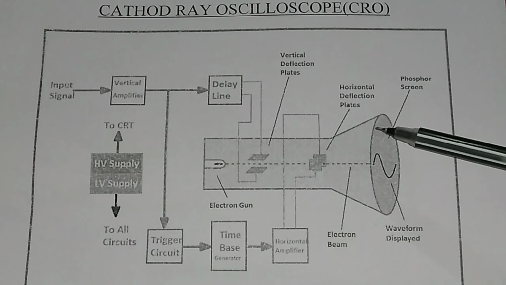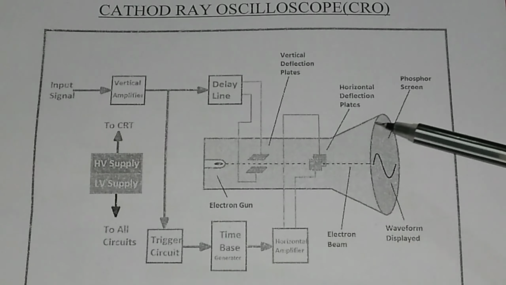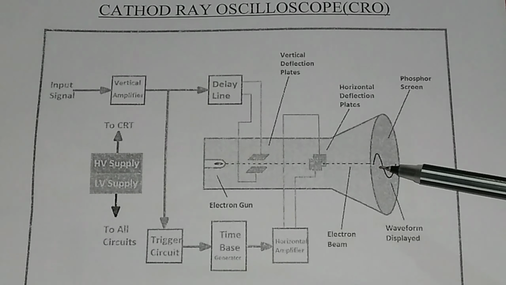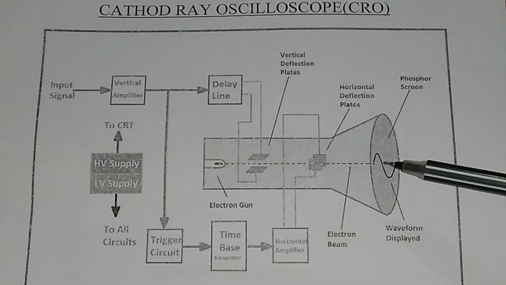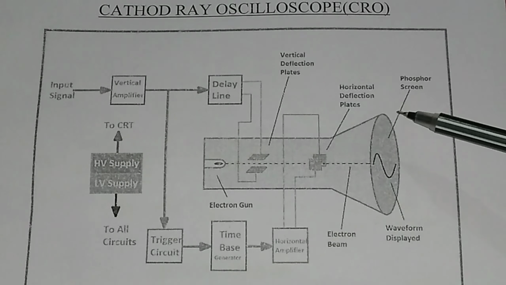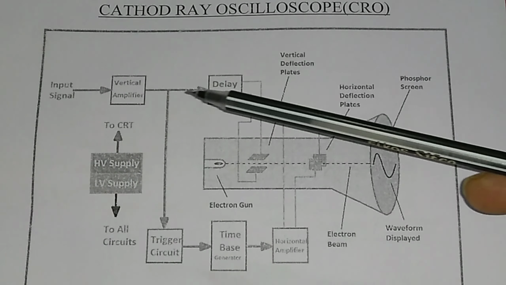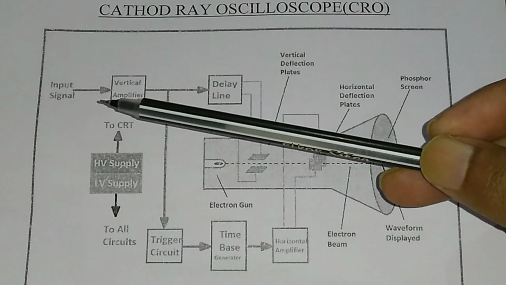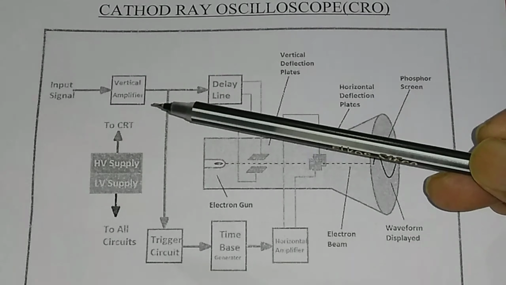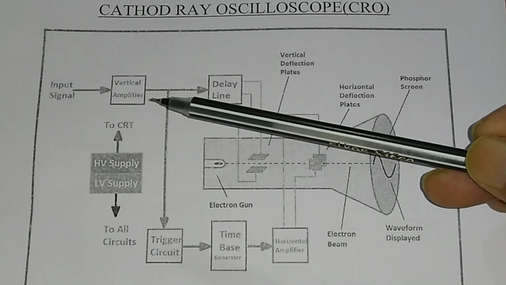You will get the screen of the CRO in the form of a square or rectangle, and you can see the various waveforms on this screen, which is basically a phosphor screen. You give input signal to the CRO. When you give input signal, it is amplified by the vertical amplifier, so vertical amplification is done first.